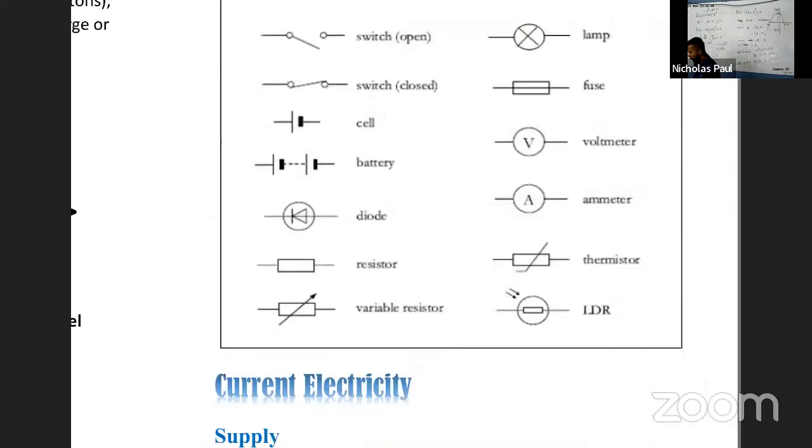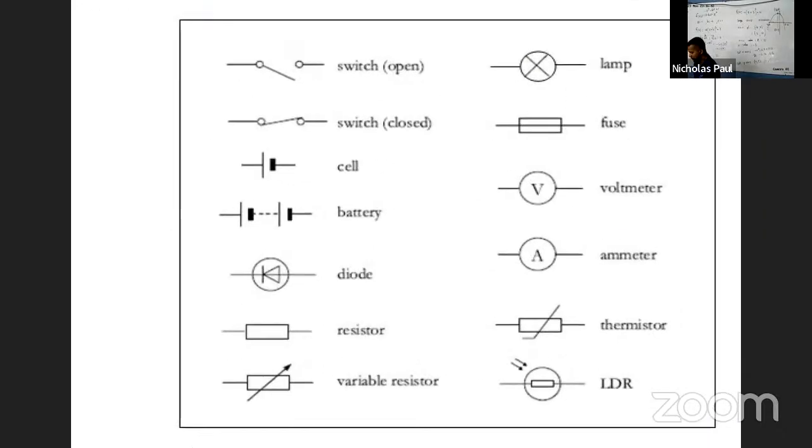These are all the symbols that we need to learn. The ones that we tend to forget are what a diode looks like, what a variable resistor looks like, and a fuse. A diode has a little triangle in it. The variable resistor has a line going through it. And the fuse looks like that. What do you call this here?